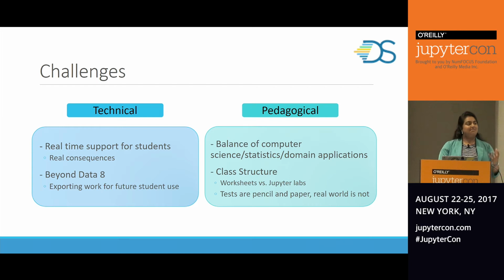We want to balance the computer science stats and the domain applications in a way that's equitable for all of the interesting fields that make up data science. And we also want to make sure that the class structure favors skills that they can really use in the real world, but also prepares them for the exams that we are giving. So the balance between in lab using a worksheet and then the second half using a Jupyter lab. And of course, the tests are in pencil and paper because that's the way we've always done tests. But we want them to take these skills also to the real world and be able to use Python beyond that.